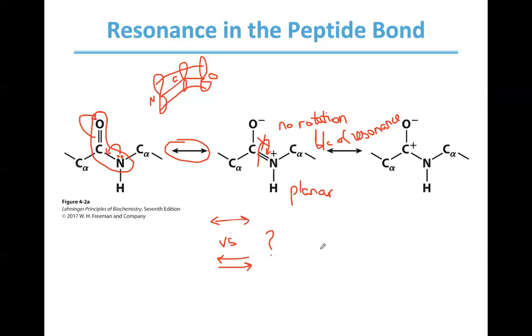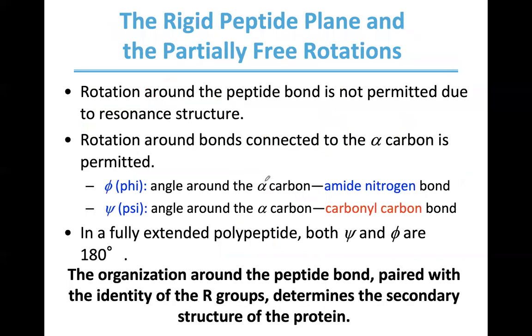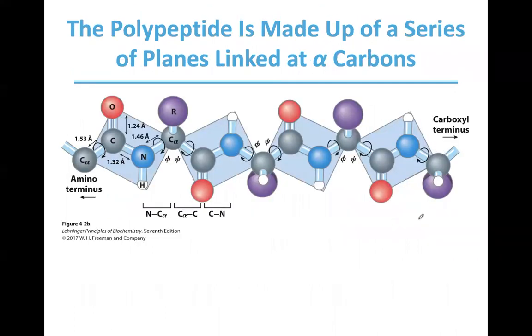So the proteins are flexible because there are a lot of single bonds, but they could be even more flexible if there was free rotation about the carbon-nitrogen bond of the amide, but that's absent. So rotation around the peptide bond is not permitted due to the resonance structure. But there are two other bonds which are connected to the alpha carbon where it's permitted. So here we have phi. This is the angle around the alpha carbon amide nitrogen bond, and psi, the angle around the alpha carbon and carbonyl bond. Okay, let's look at the picture here.